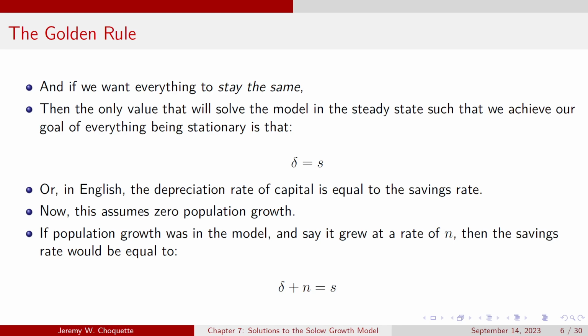We're not adding any additional capital. We're not losing any capital. We're really just keeping everything the same. Now, this does, of course, assume zero population growth. If we had population growth, we would have to account for that as well. And if it grew at, say, a rate of n, right, n could be like 1%, 2%, 10%, whatever, then the savings rate would be equal to the rate of depreciation plus population growth. Okay.